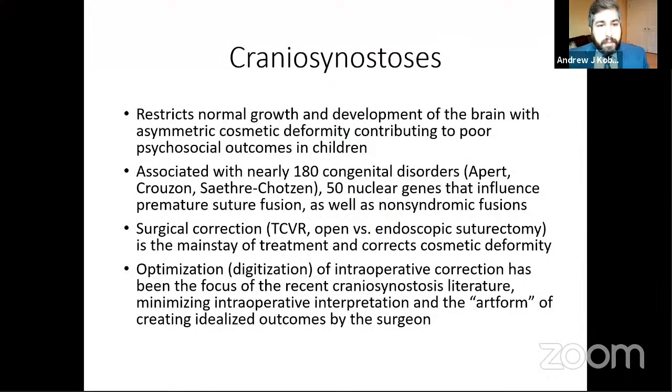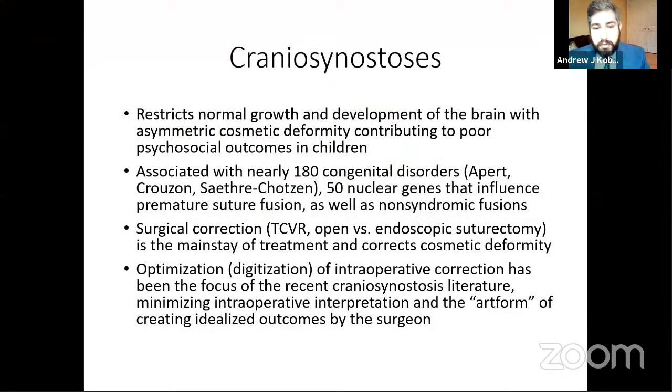So just very briefly, we discussed many times that craniosynostosis restricts the normal growth and development of the brain, with asymmetric cosmetic deformity that contributes to poor psychosocial outcomes in children. It's associated, as we discussed, with nearly 180 congenital disorders and 50 nuclear genes that influence premature suture fusion. However, a majority of cases are non-syndromic and also result in fusions, and we are understanding the genetics of those in the current state of the literature.